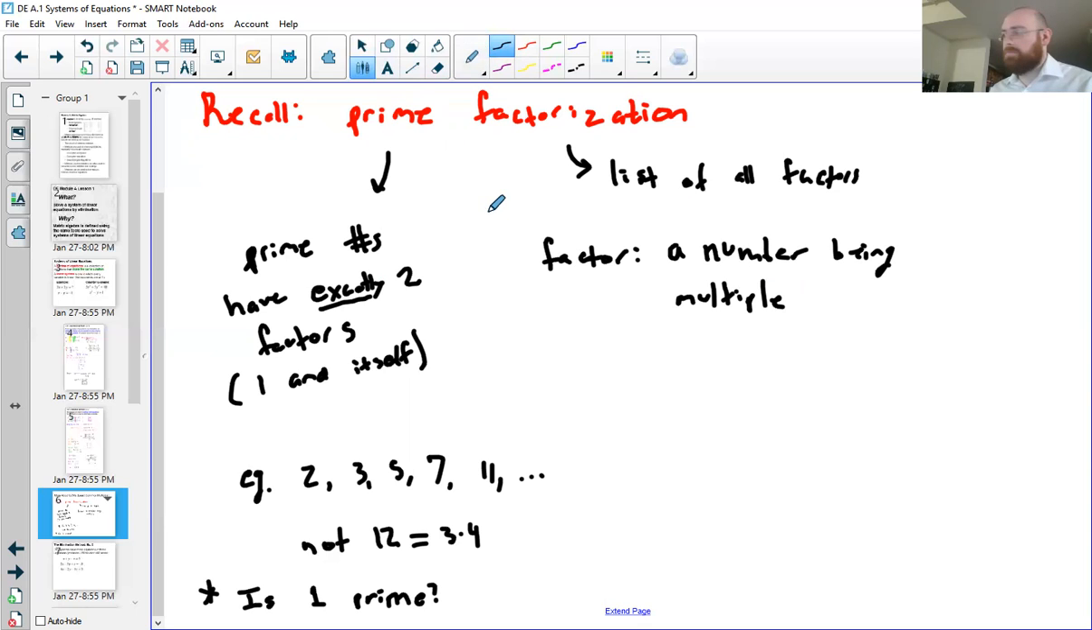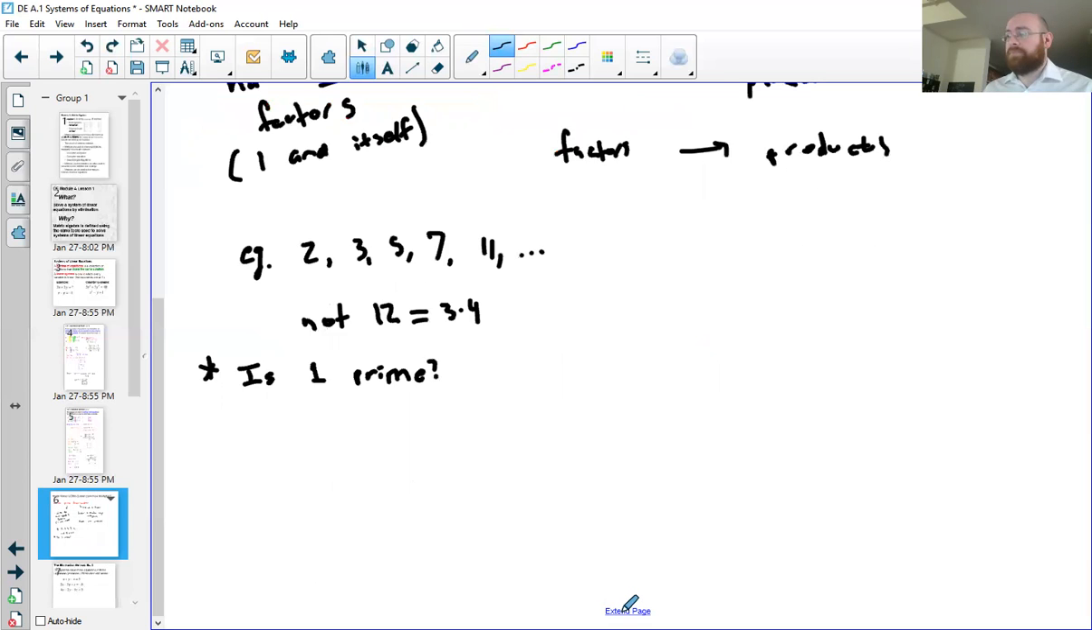Multiplied. I think I was misspelling it. Okay, and of course, factors, when we multiply, give us products. An addition would give us a sum. Good, important vocabulary terms. So what we're saying, the prime factorization of a number is the list of all of the prime numbers that multiply to the number itself.